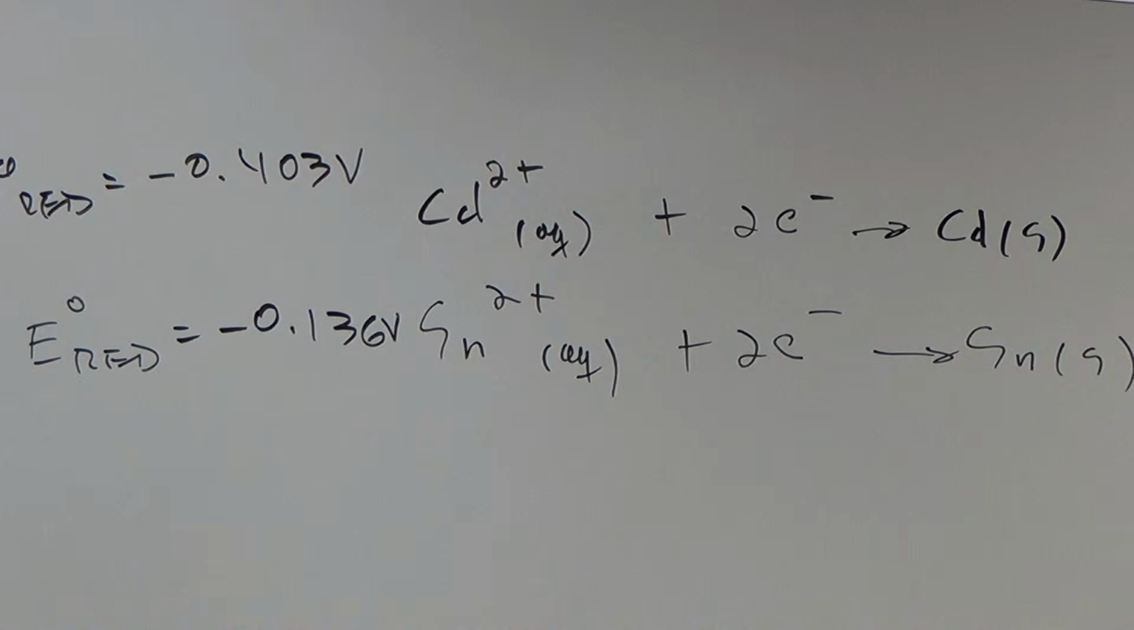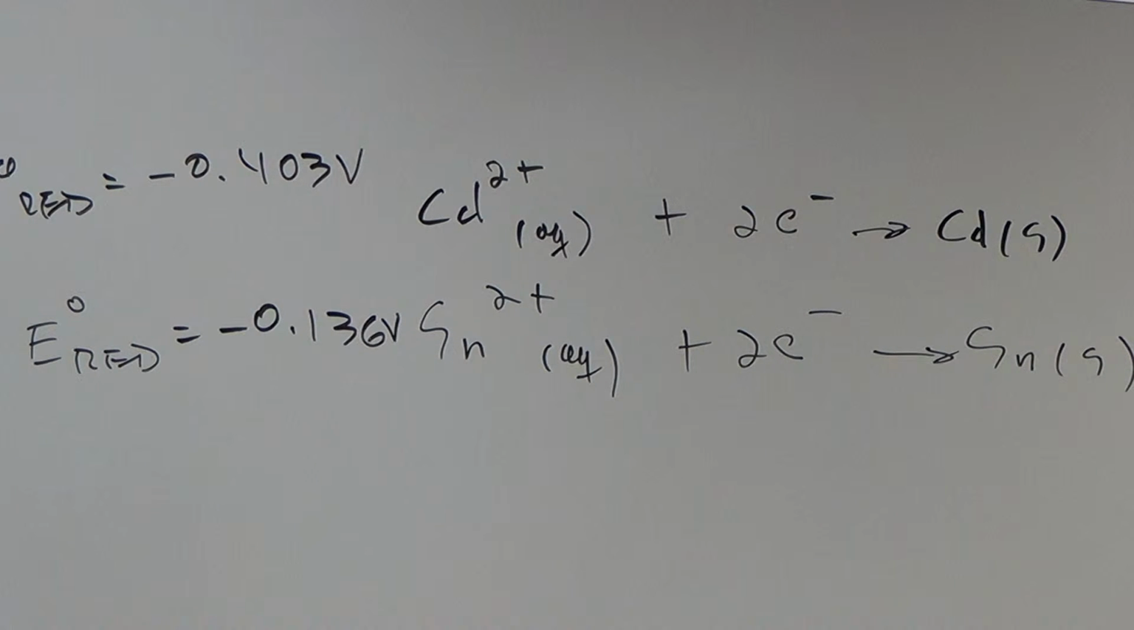So which one is the cathode and which one is the anode? Cd is the cathode. Who gains electrons? Cadmium, right? Both gain electrons. Those are both reduction potentials, yes? They'll both be reductions. You have to tell me which one is the cathode and which one would be the anode.